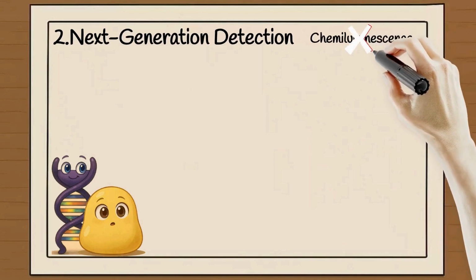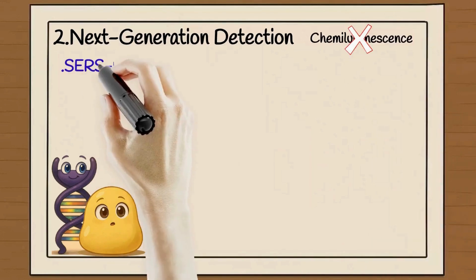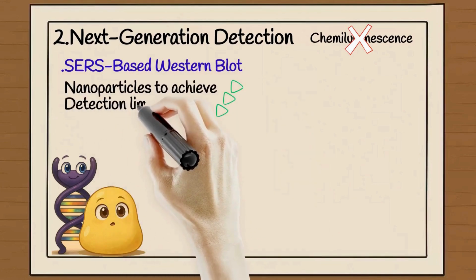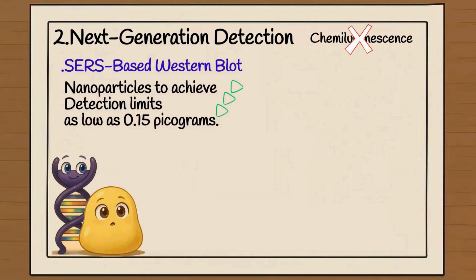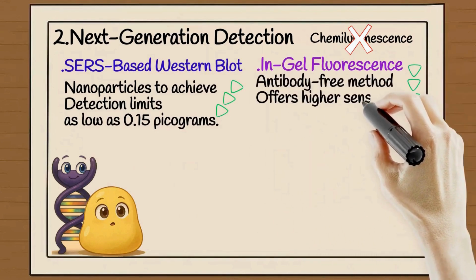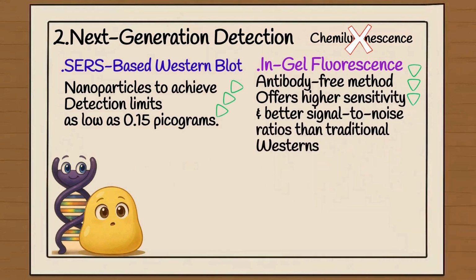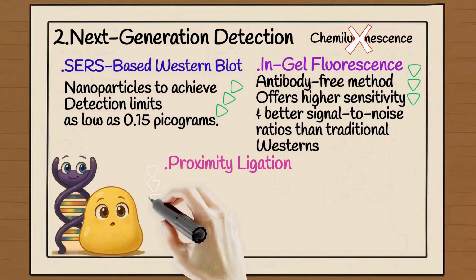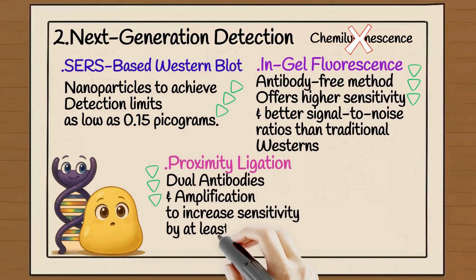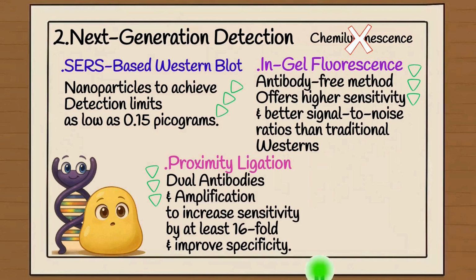Next-generation detection. We're no longer just using chemiluminescence. New methods include SERS-based Western blot. This uses nanoparticles to achieve detection limits as low as 0.15 picograms. In-gel fluorescence. This antibody-free method offers higher sensitivity and better signal-to-noise ratios than traditional Westerns. Proximity ligation. This technique uses dual antibodies and amplification to increase sensitivity by at least 16-fold and improve specificity.